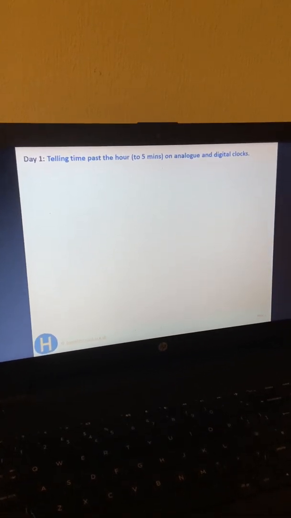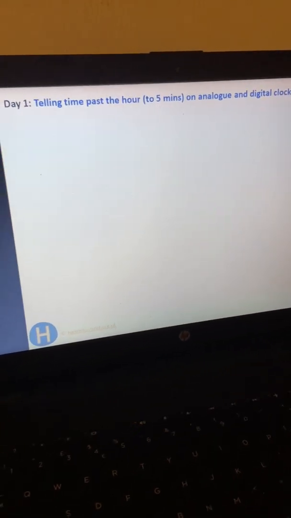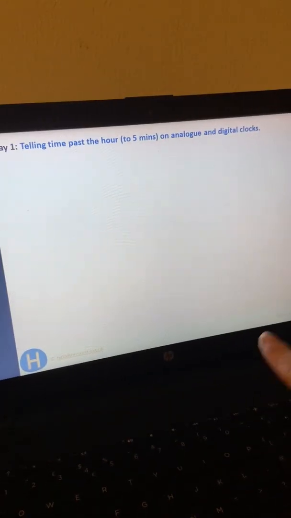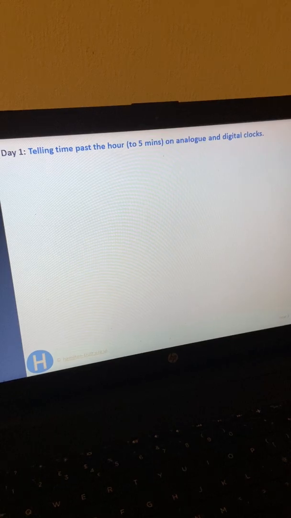So today we are going to be telling the time past the hour to 5 minutes on an analog clock, which is one that goes all the way around and ticks, and a digital clock which reads the time like a phone, for example, 5:35.